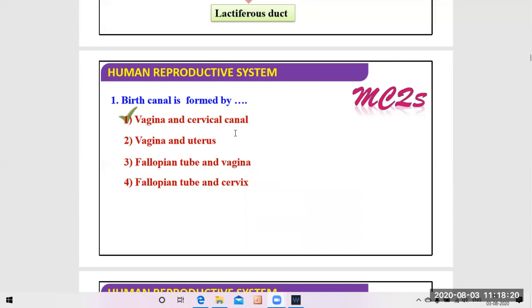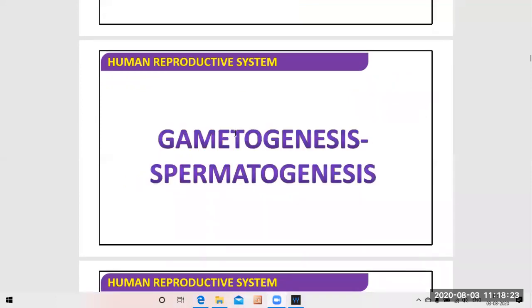Then in the human reproductive system, there are two terms. These are actually important terms: gametogenesis and spermatogenesis. Without gametogenesis and without spermatogenesis, there is no reproduction carried out in human beings. These are the two terms developed in the different sexes, male and female. Gametogenesis means the formation of both gametes, the male gametes and the female gametes, which meet and fuse to each other.